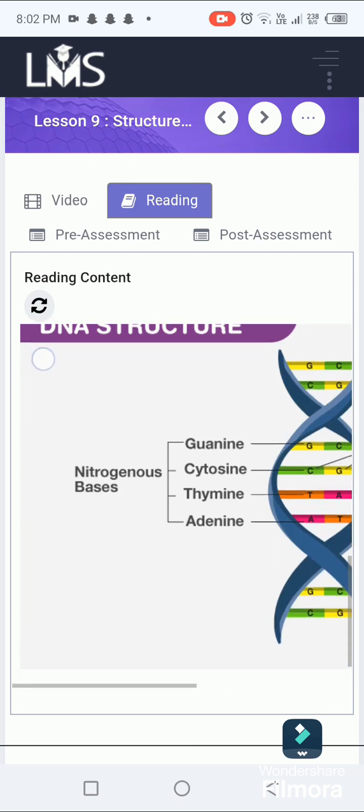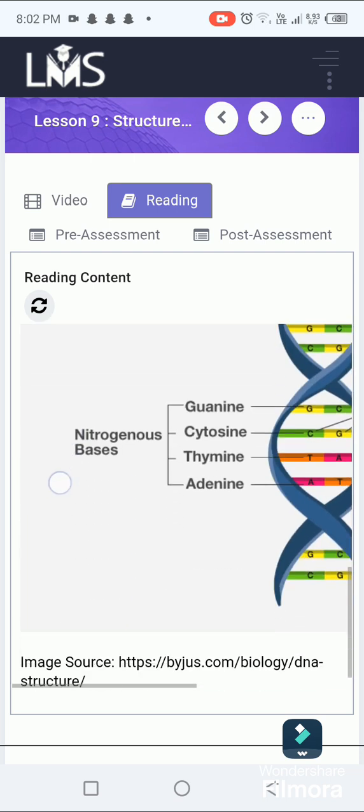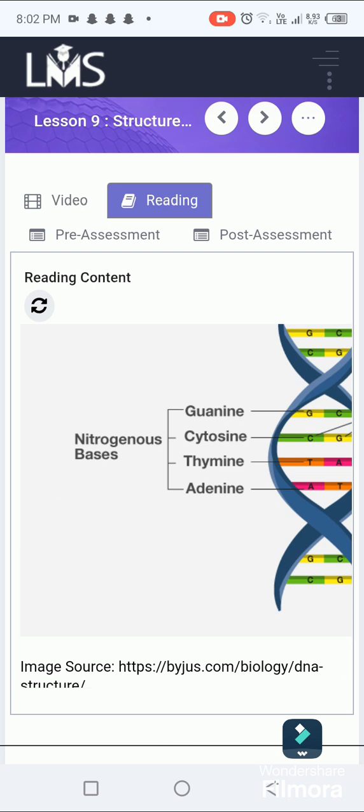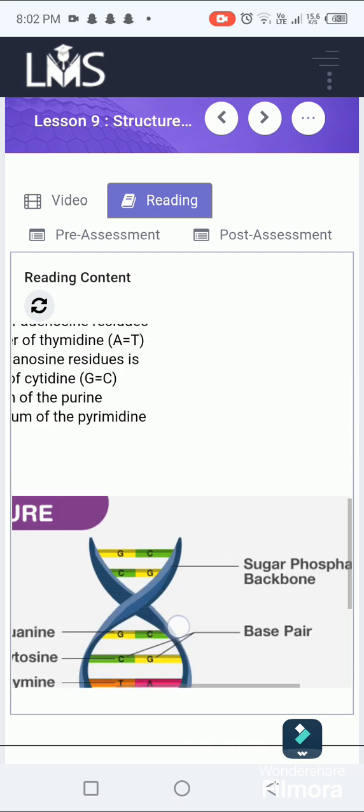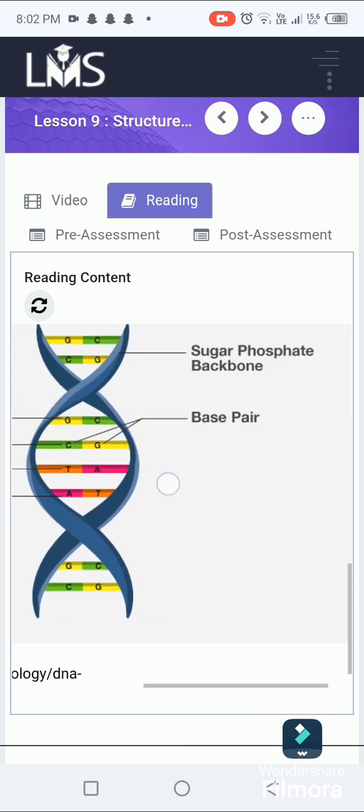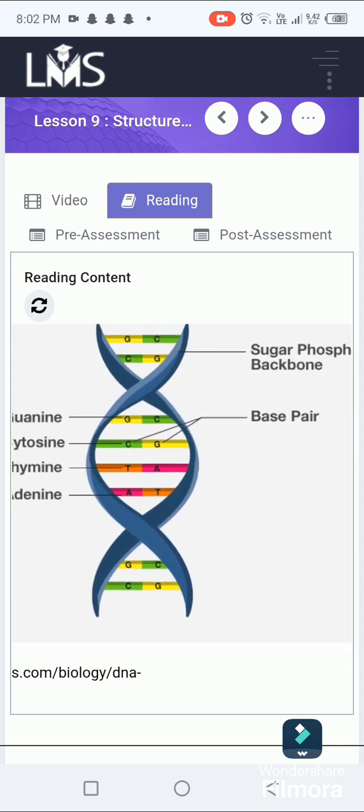DNA structure. Nitrogenous bases: guanine, cytosine, thymine, adenine. And this is the DNA structure. This is the sugar phosphate, and these are base pairs.